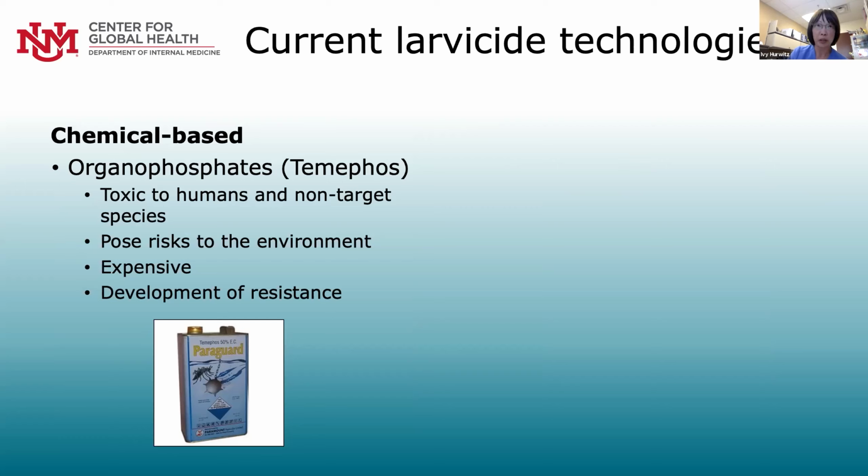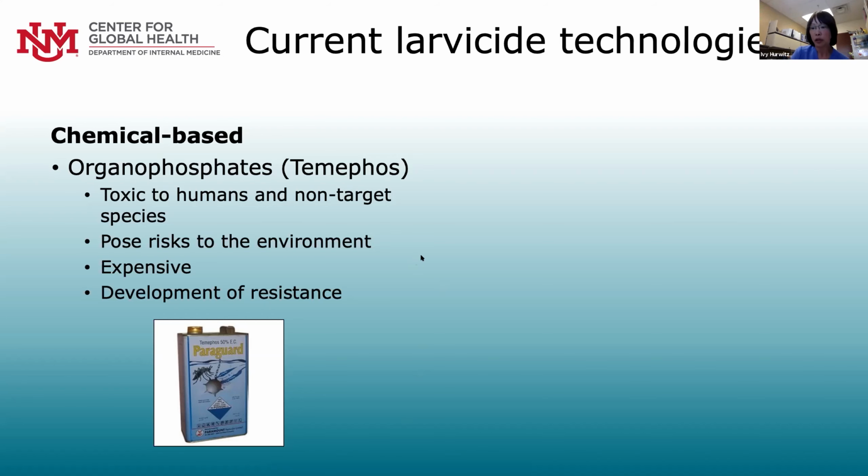They're the chemical-based larvicides, and these are usually organophosphates. As we all know, most organophosphates can be toxic to humans and also non-target species. They also pose a high risk to the environment. These are also fairly expensive to use and require fairly frequent application. And of course, there is development of resistance in many, many mosquito populations around the world.